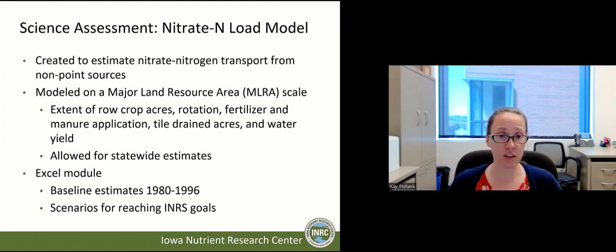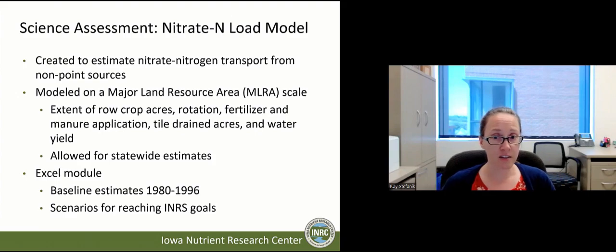And within each of these MLRAs, data was collected on things like the extent of row crop acres, the types of rotation that was used, fertilizer and manure application rates, and things like water yield, to create equations to estimate what the nitrate transport would be to or from Iowa. And from this MLRA scale, we could estimate nitrate loss in each of these MLRAs, but it would also allow for a statewide estimate of nitrate nitrogen loss.